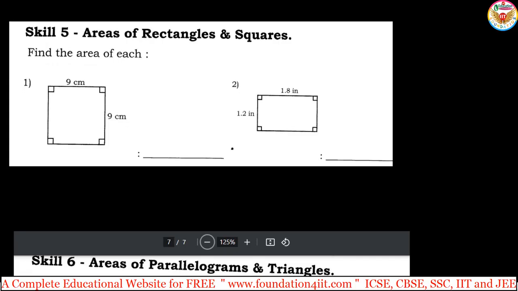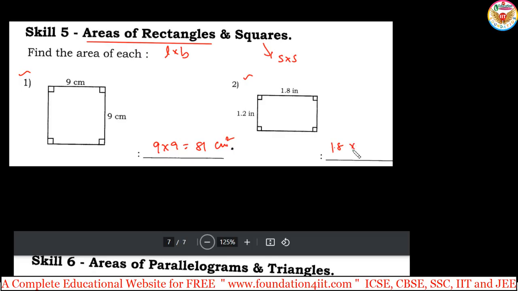Next we have some area problems, already studied in class 5 and 6 also. If you know, just solve it fast, or else listen and practice the worksheets. Area of the rectangle is length times breadth. Area of the square is side into side. First one is a square shape. Area is 9 into 9, so 81 centimeters square. Area of the rectangle is length into breadth.